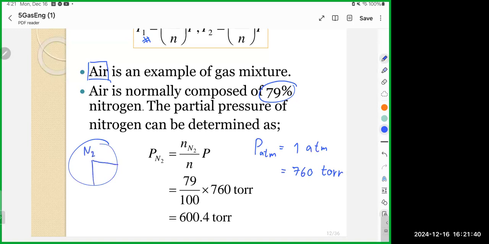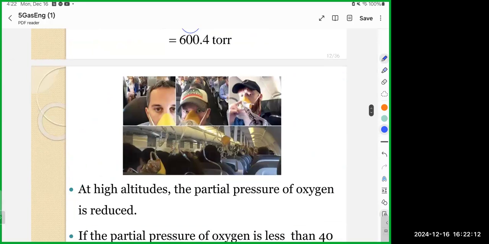If you want to know that inside the air there is nitrogen around 79%, how much pressure is from the nitrogen? You can use this fraction because you know that it is 79%, right? So it would be 79% of the total pressure, and it is around 600 torr for just the nitrogen.